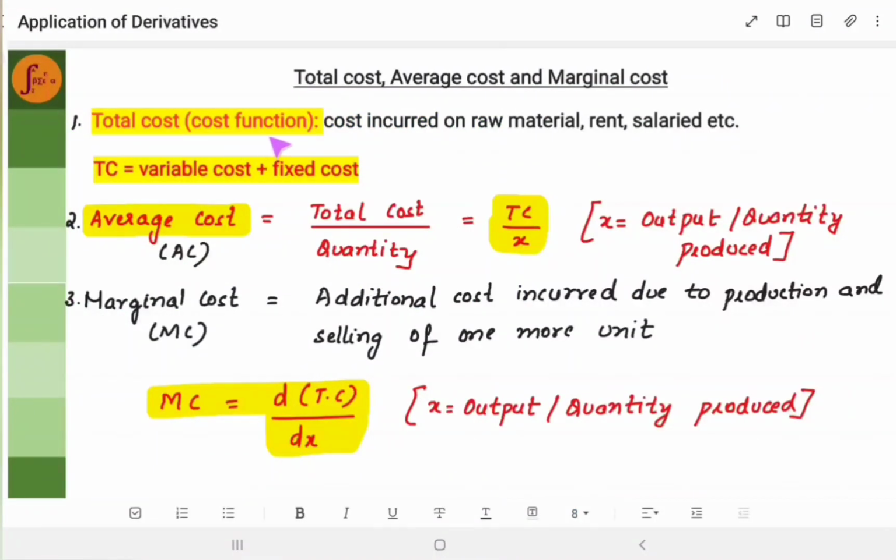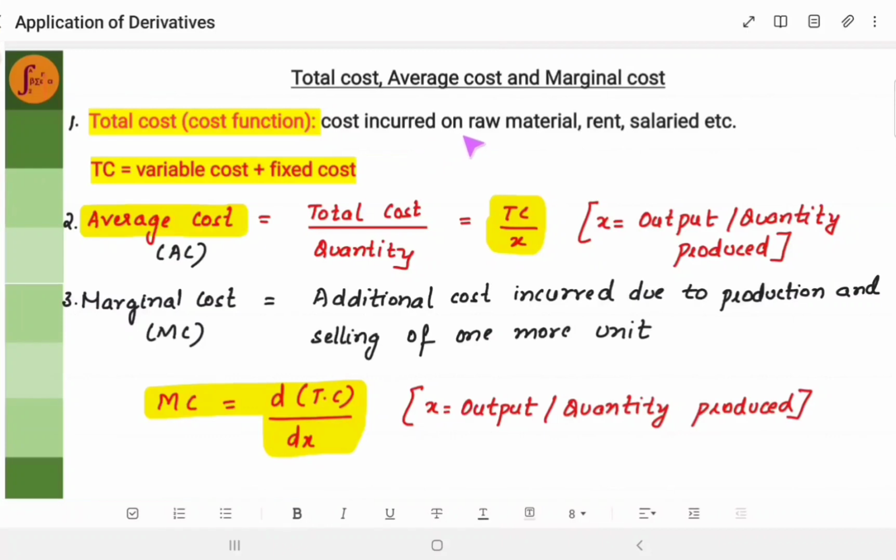What is total cost? Total cost is nothing but the cost that is incurred in manufacturing the product, in procuring the raw materials, in paying the rent, paying the salaries, anything where there is money involved in getting a product or service done. Total cost is a combination of variable cost and fixed cost. Variable cost is cost which keeps varying, keeps changing. Fixed cost is, say for example, rent. Rent can be called a fixed cost.